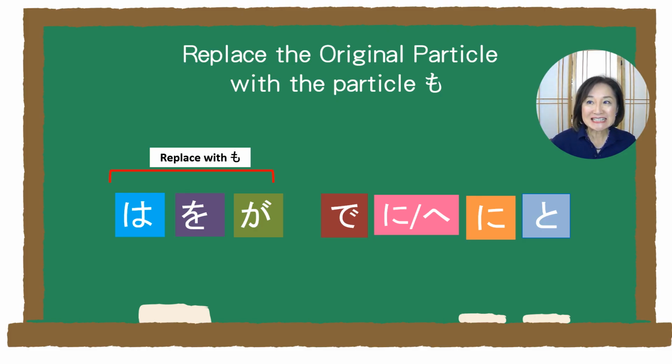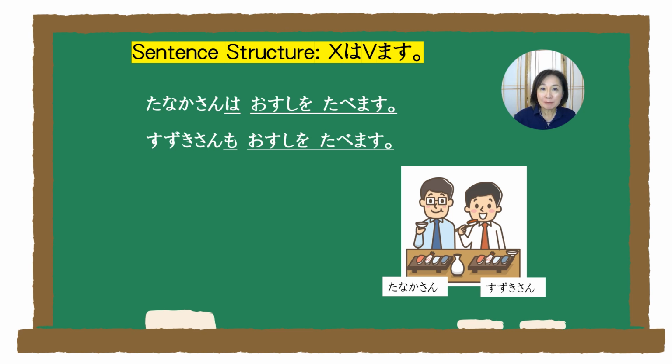Let's first see the examples of the particles getting replaced. Wa is a topic marker, o is a direct object marker, and ga is a subject marker. We replace these particles with the particle mo. Let's start with the topic marker wa. When expressing that two or more people do the same activity, you replace the topic marker wa with mo.